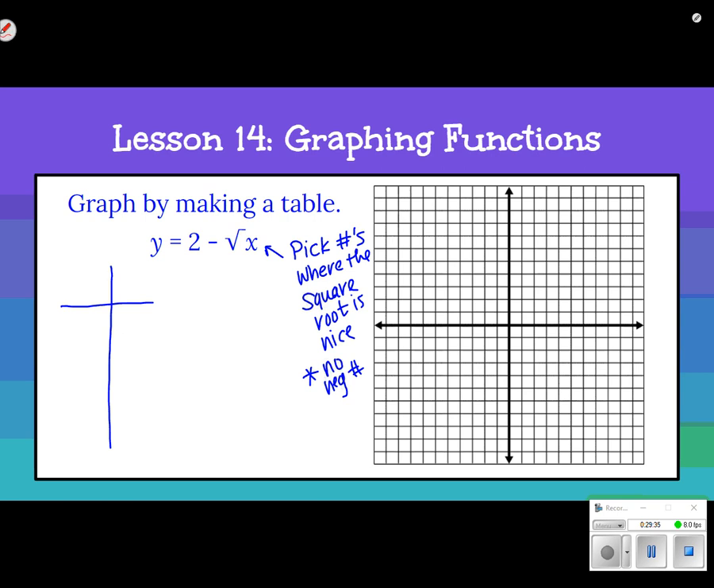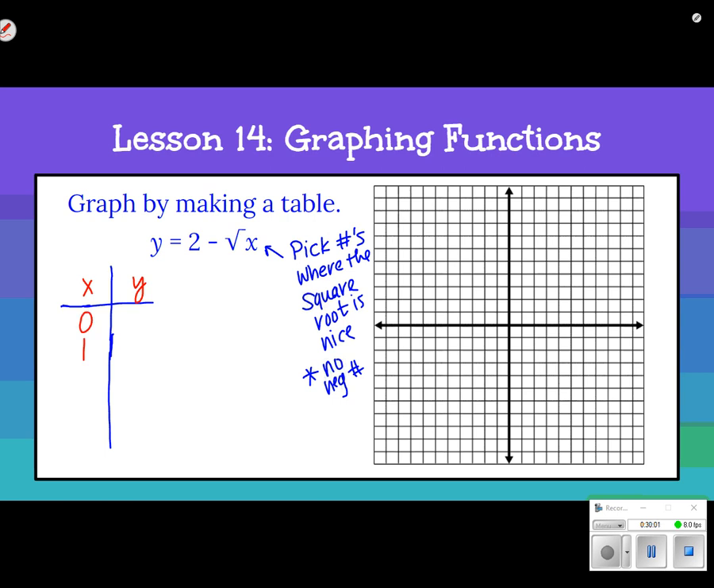So we've got x and y. Let's see, one of the very nicest square roots that I can take is 0. The square root of 0 is 0. Then I can take the square root of 1. So 1 is also a nice number. The square root of 1 is 1. But the square root of 2 is not nice. It's irrational. It has a decimal that never ends. So we're going to skip 2. We're also going to skip 3.